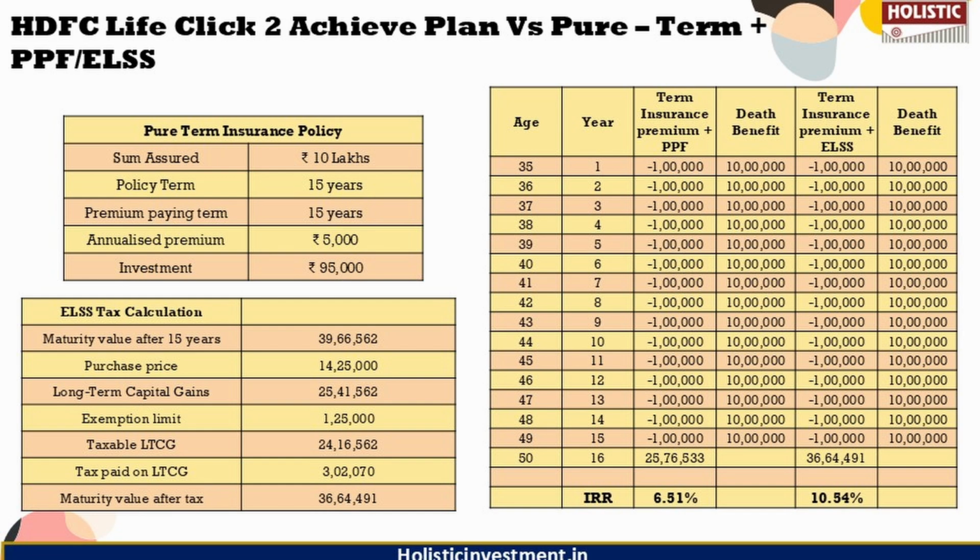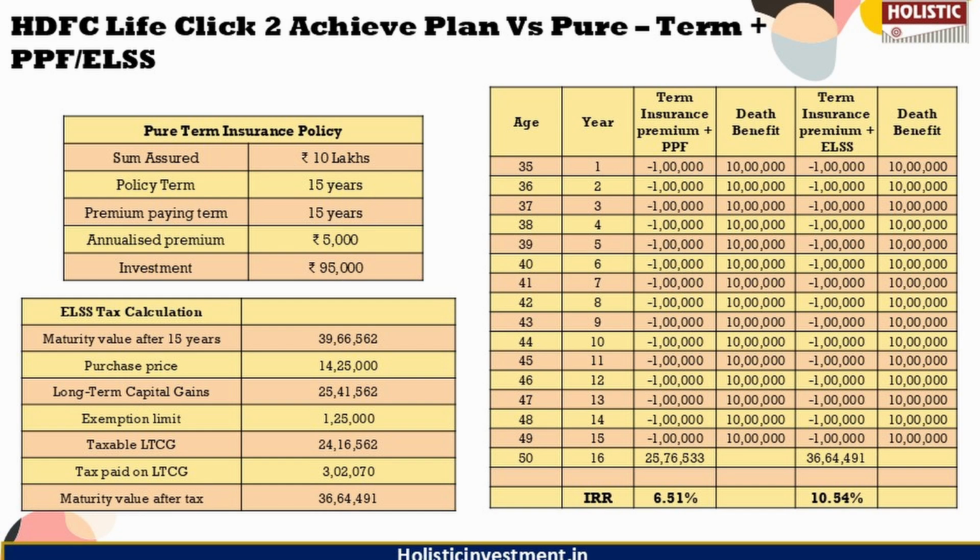So just for calculation purposes, let us assume that the same metrics as in the previous example would be applied here, and also we will work out the IRR for this strategy as well. For life cover purposes, we are going to opt for a pure term life insurance policy. The premium for this would be 5,000 rupees per annum, but the sum assured is 10 lakhs, with a policy term and premium paying term of 15 years.